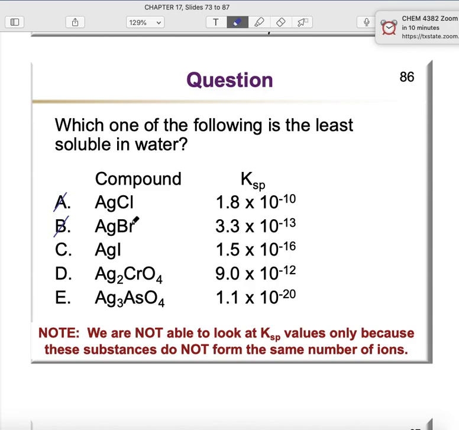but the other 2 compounds have a different number of ions. While these had 2 ions, 1 cation, 1 anion, this one is going to have 2 of the silver ions and 1 of the chromates, which is a total of 3, and then this one would have, I'm sorry, 3 of the silver ions, I apologize, because of these 3, and 1 of the arsenate ions, which means that we have a total of 4 ions. So we therefore cannot just look at the KSP to figure out which one is the most soluble. We're actually going to have to go and find the solubility, find X.